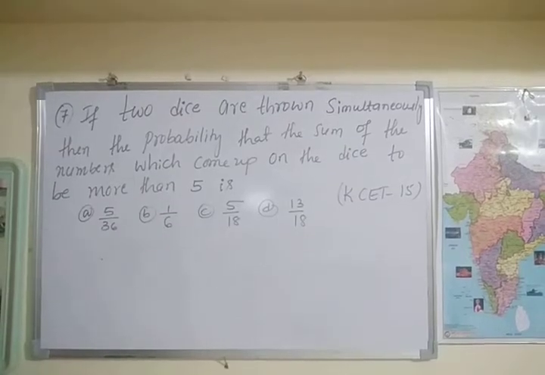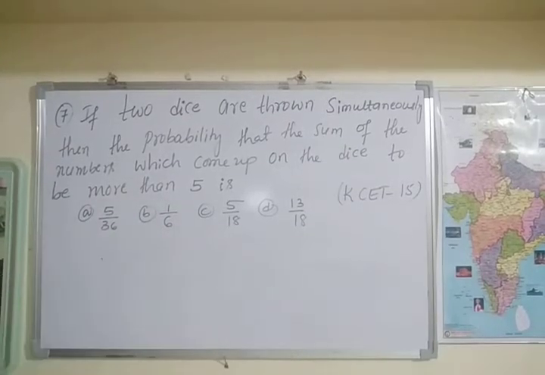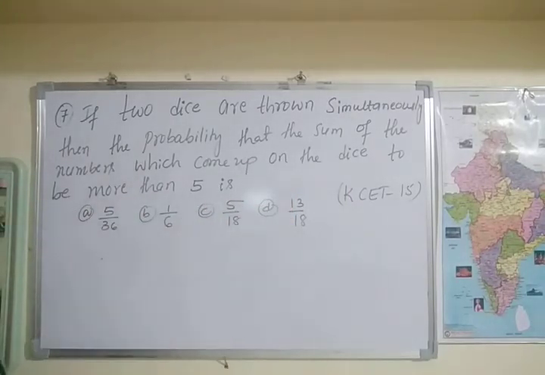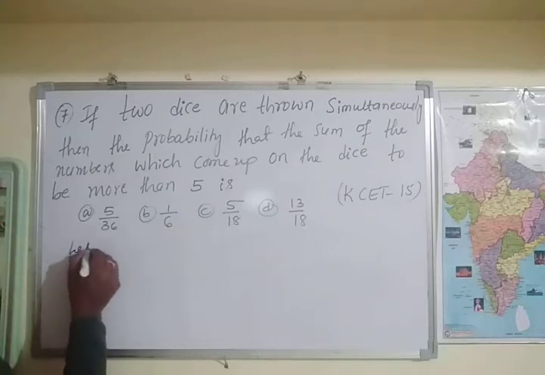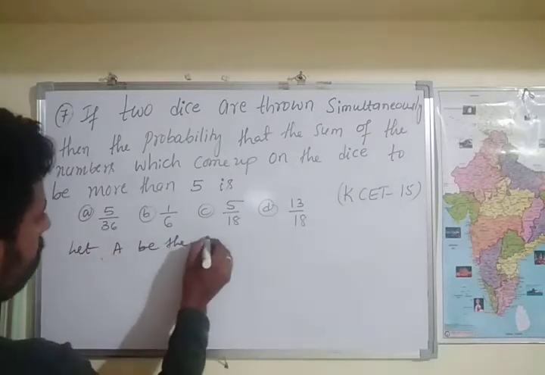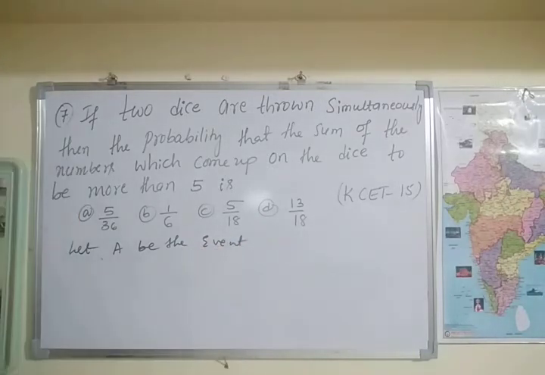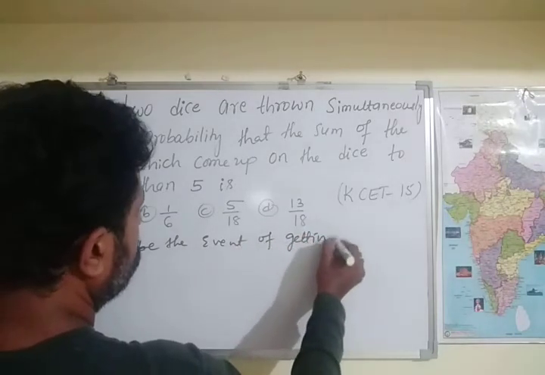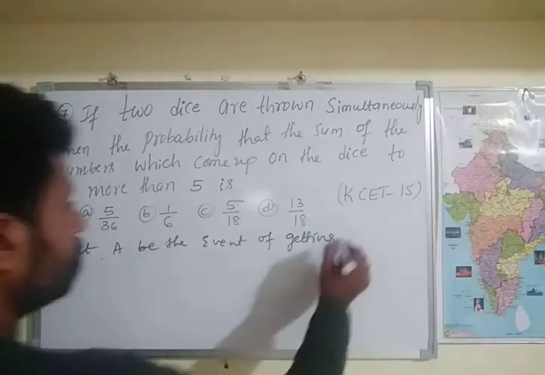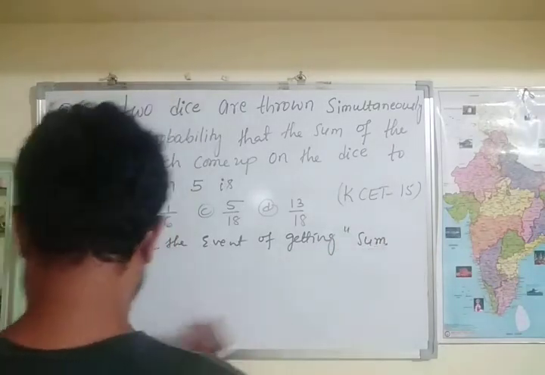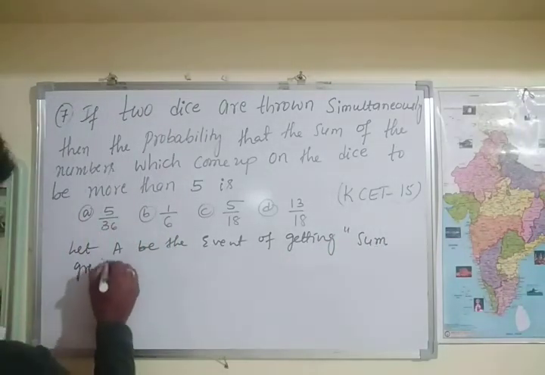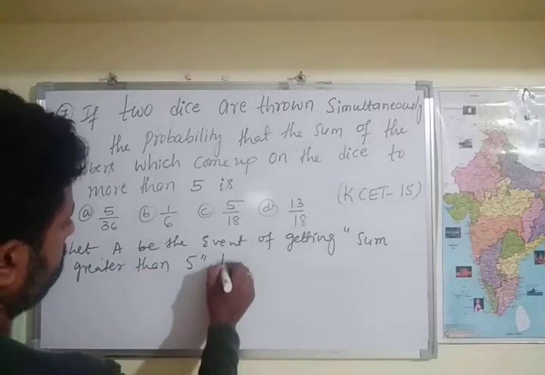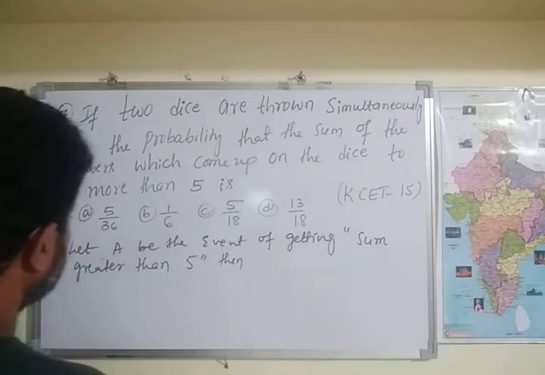If two dice are thrown simultaneously, then find the probability that the sum of the numbers which come up on the dice is more than 5. So here we consider that, let A be the event of getting a sum greater than 5.